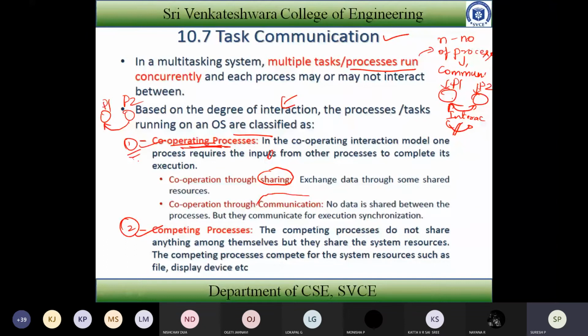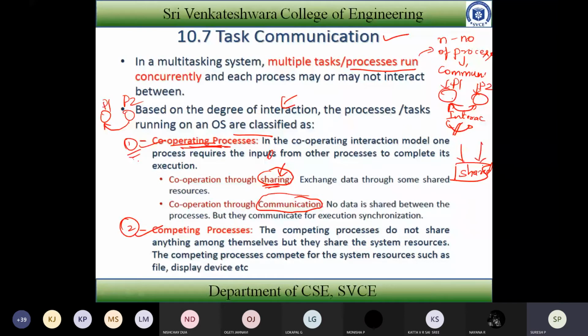Now when the cooperation is done through sharing, how is the data exchanged here? As the name indicates, cooperation through sharing exchanges the data through some shared resources, such as shared memory. Through those shared resources, the two processes will be sharing the data.